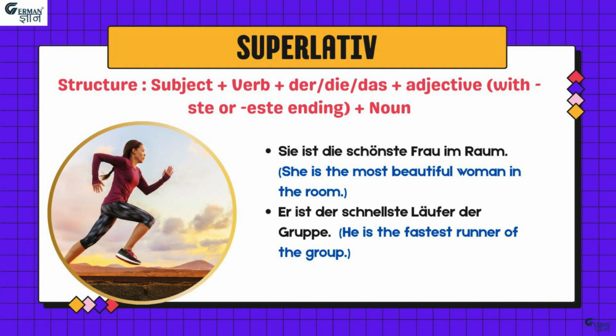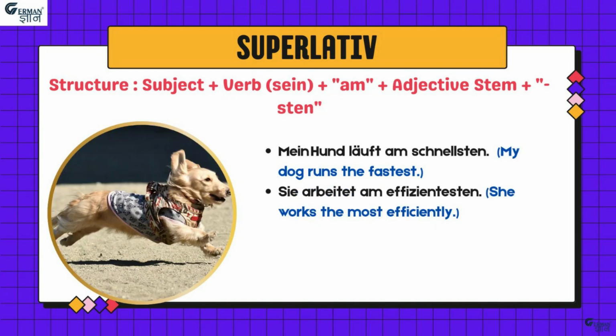Then the second is, er ist der schnellste Läufer der Gruppe, meaning he is the fastest runner of the group, meaning in that group there is no other person who can run as fast as him. Another sentence structure for using an adjective in the superlative form is subject, then verb, then adjective stem, and then the ending sten. This structure is basically used when you are using the adjective and you are not writing any noun after that.